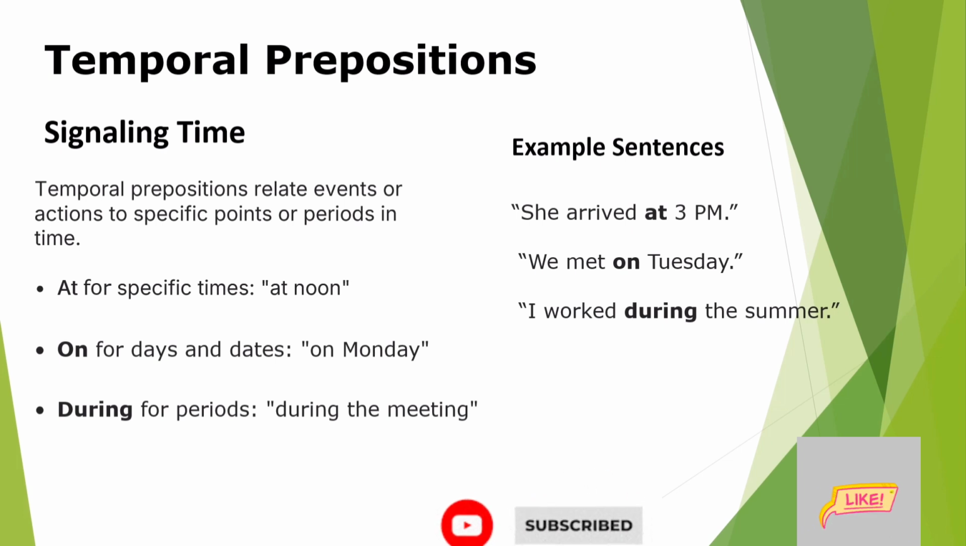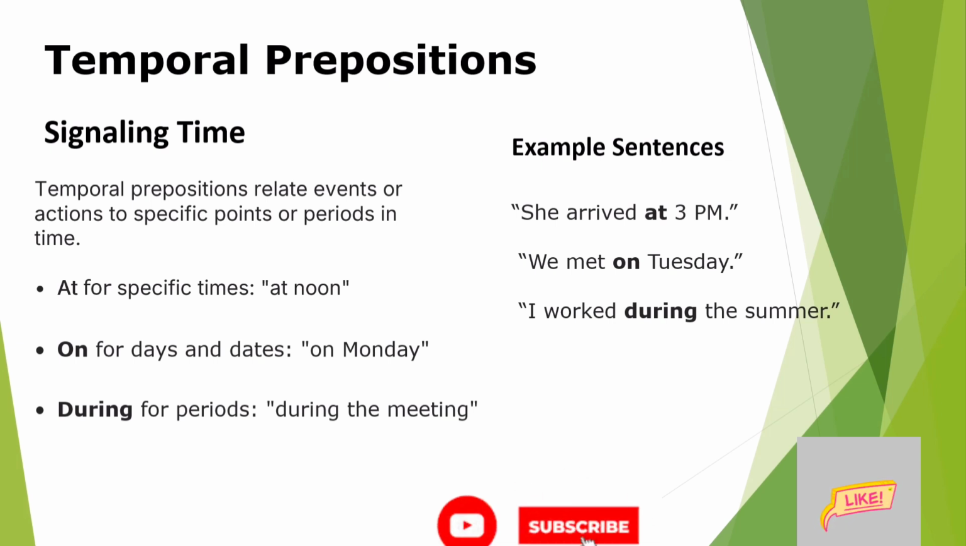Temporal prepositions. Temporal prepositions relate an event or action to a specific point or period in time. Let's break it down even more clearly with detailed explanation, categories, simple definitions, examples, and tips for students to truly grasp temporal prepositions. What are temporal prepositions? Temporal prepositions are words that connect an event or action to a specific point, period, or duration of time. They tell us when something happens, how long it lasts, or when it starts and ends.